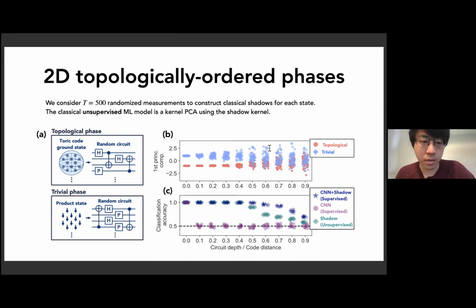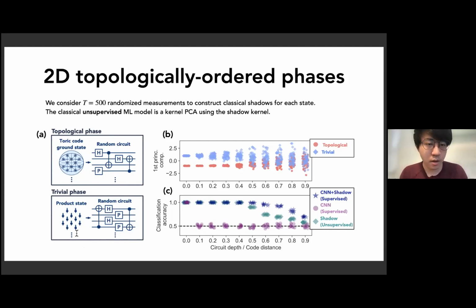We also observe similar results for a two-dimensional topologically ordered phase. Here we again look at 500 randomized measurements. And for this setting, we're going to look at a collection of states generated by either applying a random constant depth circuit to a toric code ground state or applying a random circuit to a product state.